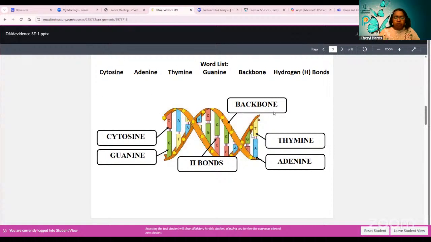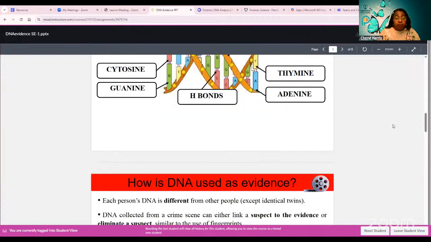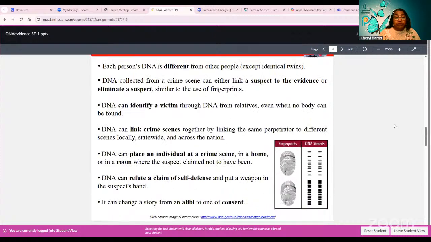Okay, so this is just a blown up version of what we were just saying. The backbones or the sides of the DNA are the sugar and the phosphate, and then the nitrogen bases, guanine, cytosine, adenine, and thymine, make up the middle, and they are held together by a hydrogen bond. So that's what this is showing you. Again, this is just a schematic so that you know what we're talking about when we say DNA. The important part is, how do we use it in forensics?